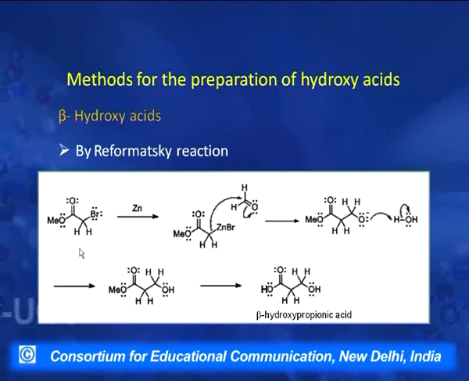In this case, since bromine was originally present at the alpha carbon and it is this alpha carbon which has attacked the carbon of aldehyde or ketone, and here it is this carbon which ultimately gets the OH group, so it is the beta carbon and we always get beta hydroxy acids in this reaction. So, this Reformatsky reaction is especially used for the synthesis of beta hydroxy acids.